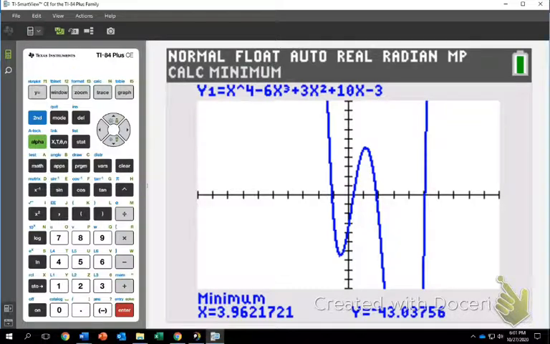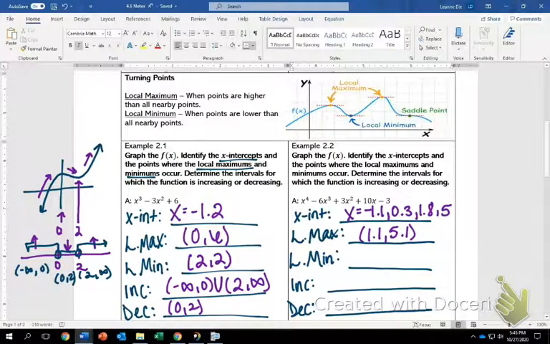Okay, so I'm going to go back here, and I'm going to write the first one. The first one was negative 0.6, comma, negative 6.5, and 4, comma, negative 43. Okay, so I found all the pieces. Now I need to find my increasing and decreasing.